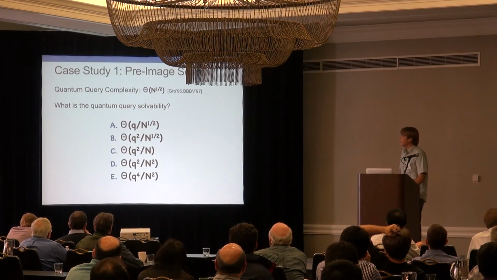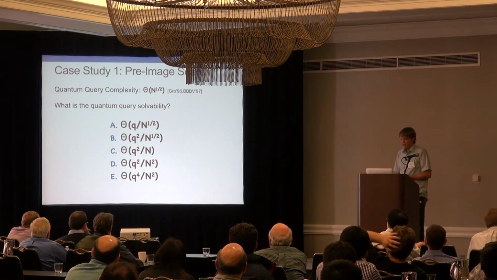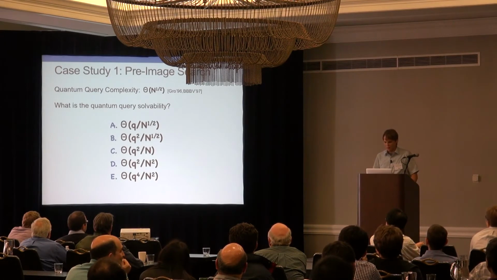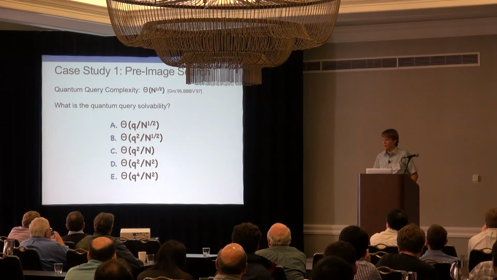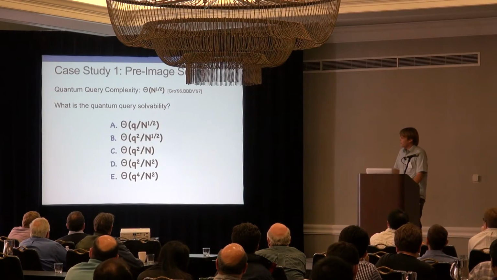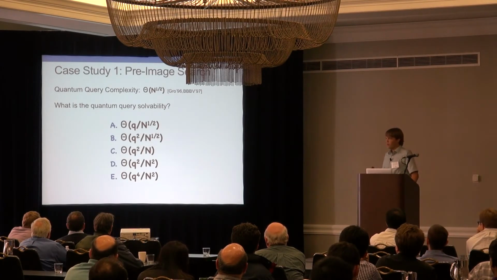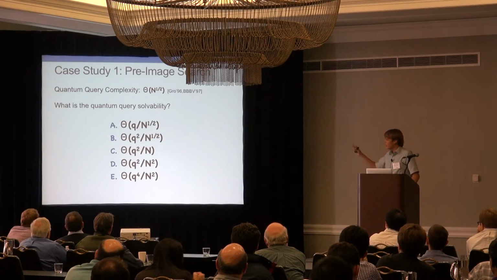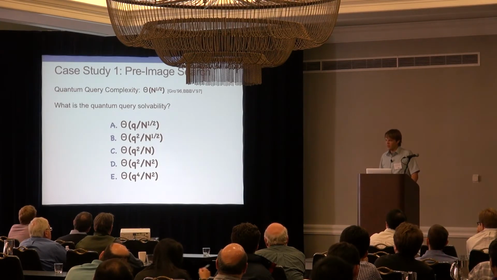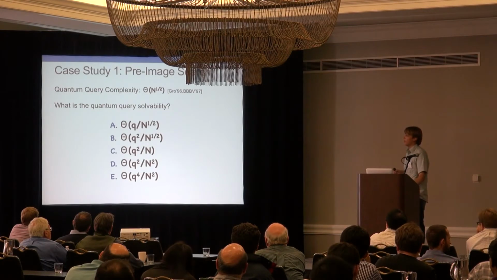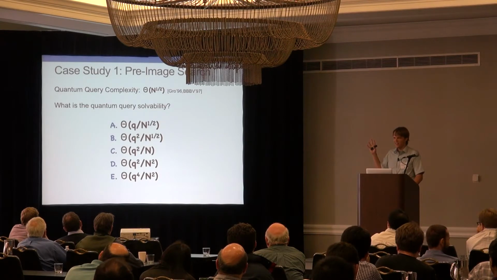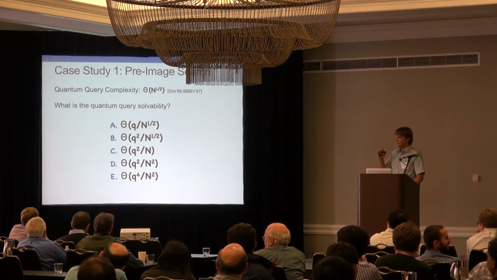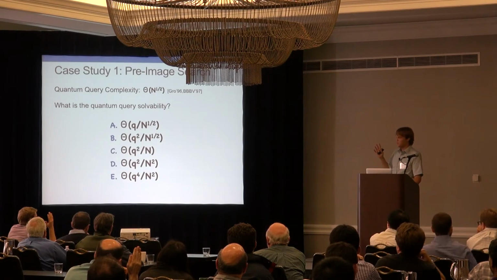Okay, so I want to give you guys a little quiz. We already said that the quantum query complexity of pre-image search is order n to the 1/2, where n is the size of the codomain. Here I have a list of possible quantum query solvabilities. Q is the number of queries you get. What is the right asymptotic bound on the success probability? Show of hands, how many think it's A? B? C? Okay, a few more on C. D?